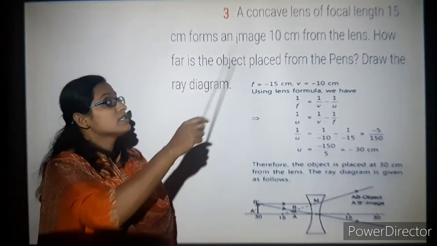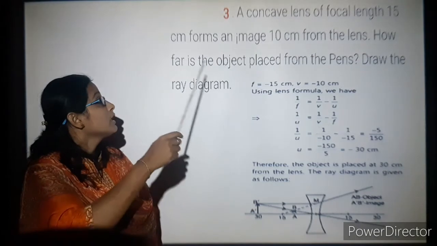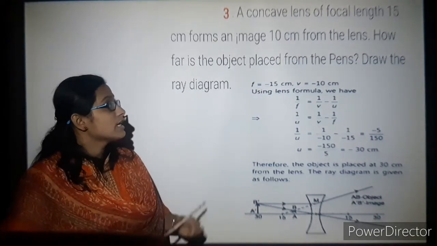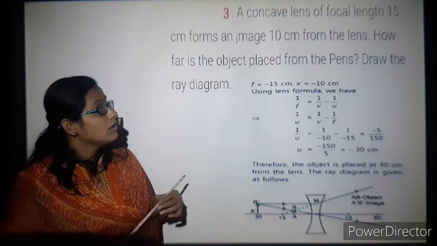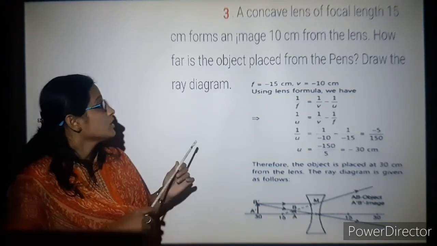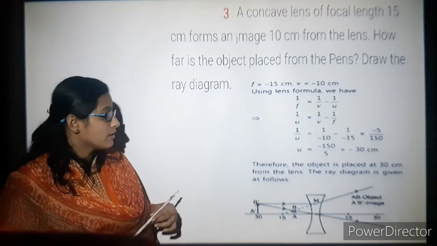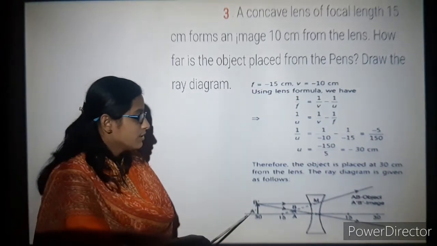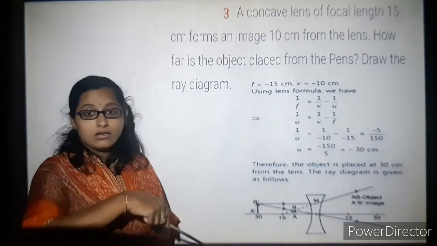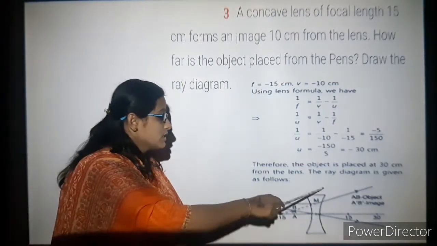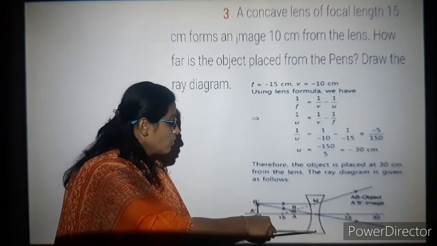A concave lens of focal length 15 centimeters forms an image 10 centimeters from the lens. How far is the object placed from the lens? Draw the ray diagram. So here you can see that it is concave. Convex was the opposite way. Concave, you can see this is the way you draw the concave.